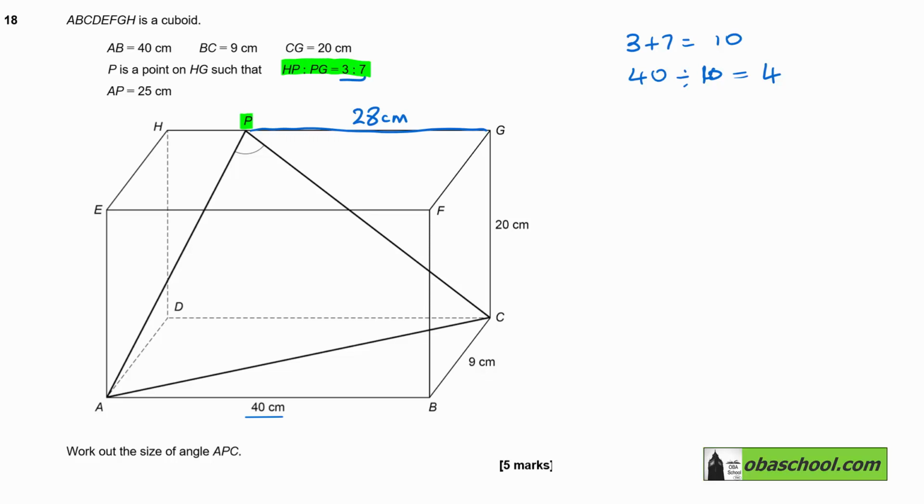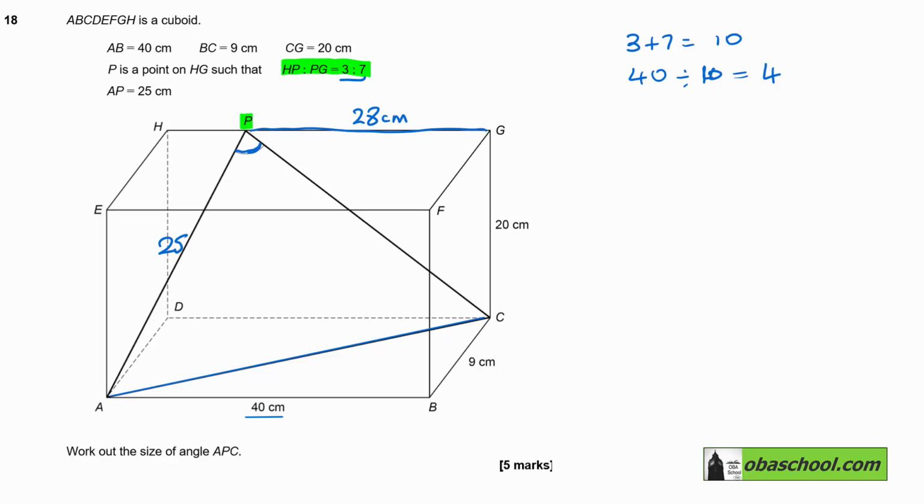We know that AP is 25. That's this side of the triangle here. We want to work out the size of the angle APC, which is the angle marked in the diagram just here. If we had all three sides of the triangle, we could use the cosine rule. So let's think about the length of AC.